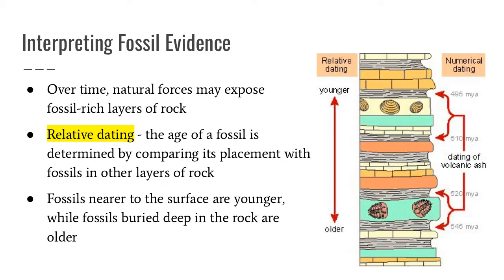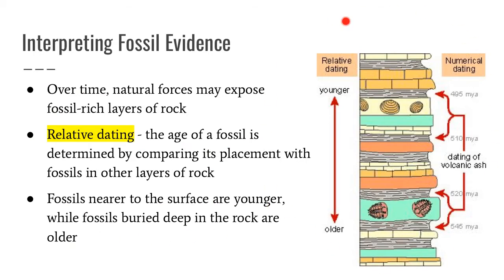What happens is once this organism has been preserved, and there's really precise ways that these organisms are preserved, we're going to see that over time, natural forces like erosion or water eating away at some of the rock may expose some fossil-rich layers of rock. So this is where we use something called relative dating. And relative dating is where the age of the fossil is determined by comparing its placement with other layers of rock. The fossils that are nearer to the surface tend to be really, really young, while the fossils that are buried deeper are older.